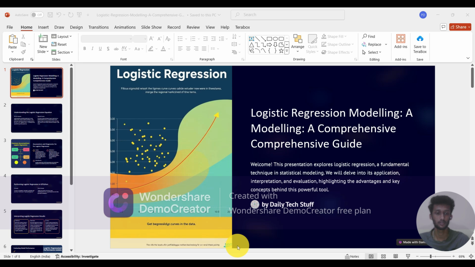So we'll move to the next slide. The next slide is understanding the logistic regression equation.